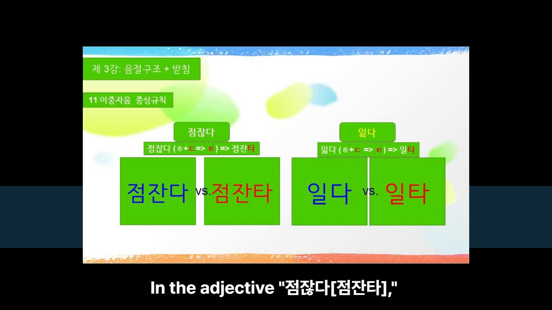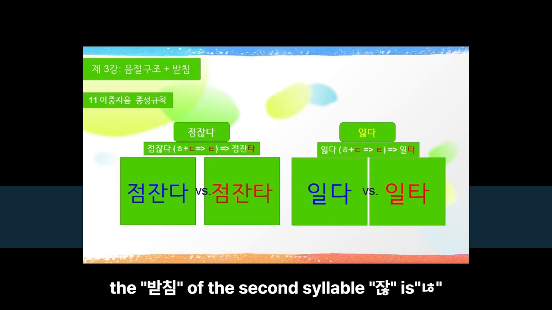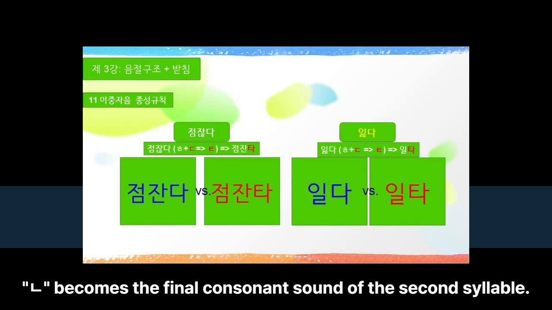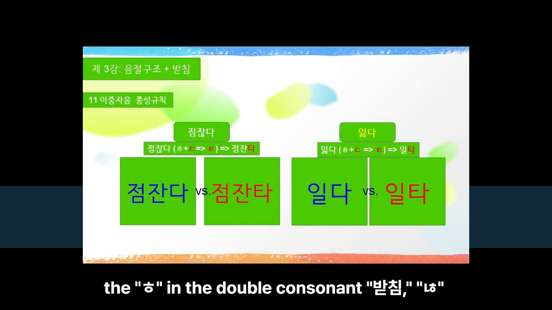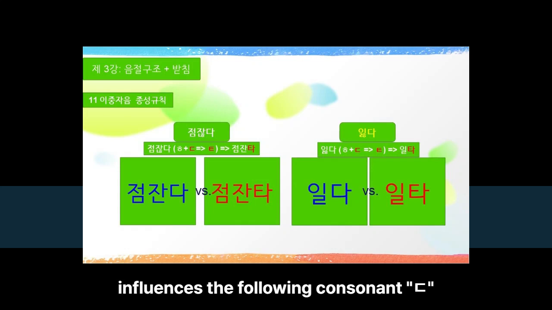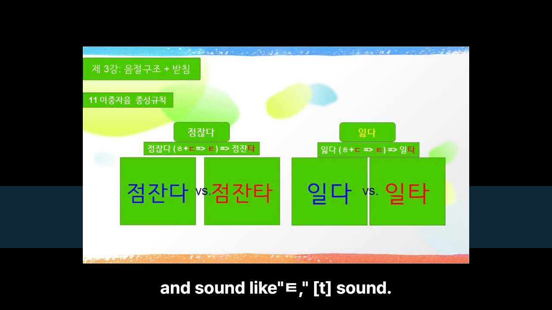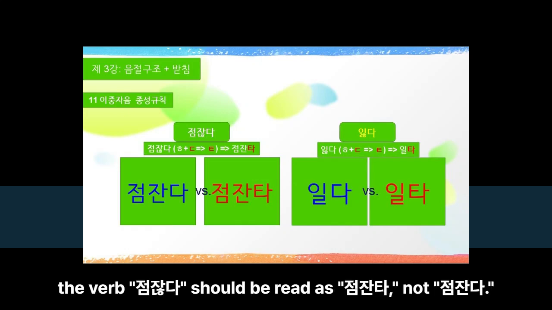In the adjective jumjonta, the botchim of the second syllable John is neun hyut, and according to the final consonant rules, neun becomes the final consonant sound of the second syllable. In this case, the hyut in the double consonant botchim neun hyut influences the following consonant digut, causing the consonant digut to undergo aspiration and sound like tiut. As a result, the verb jumjonta should be read as jumjonta, not jumjonda.